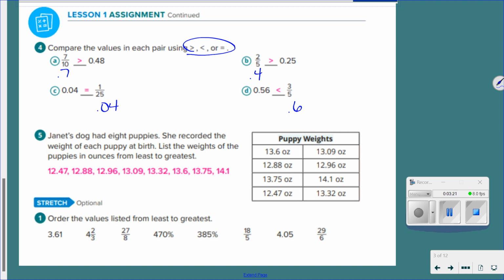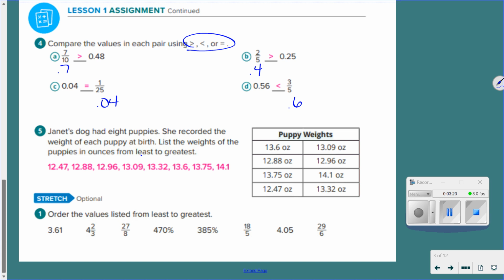Okay. 5. Again, you had to pay attention to which way they want the list, guys. Really easy way to get everything wrong is to put your list in the wrong order. This one said least to greatest. So I started at 12 and 47 hundredths, 12 and 88 hundredths, 12 and 96 hundredths, 13 and 9 hundredths, 13 and 32 hundredths, 13 and 6/10, 13 and 75 hundredths, and 14 and 1/10. You just had to start at the smallest.